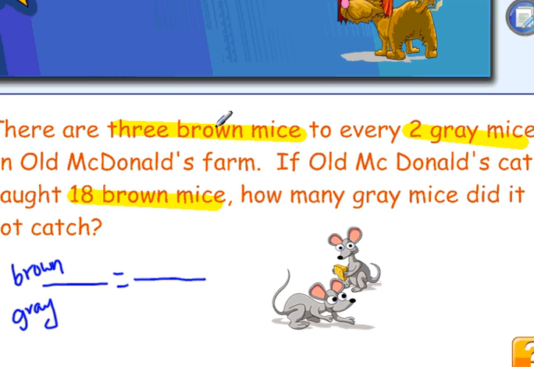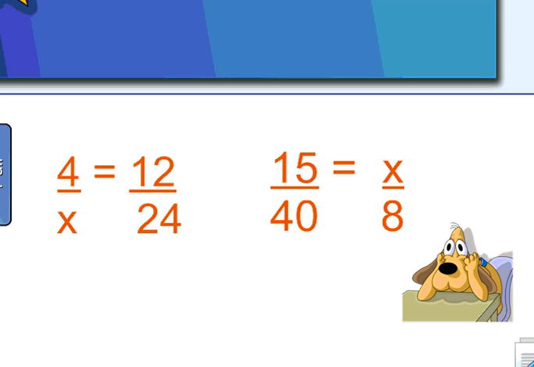So this first line, it says there are 3 brown mice for every 2 gray mice. If Old MacDonald's cat caught 18 brown mice, 18 is going to go up here because they are brown, and I've put all my brown information on the top. That leaves this missing number down here to be my variable x. I'd like you to finish this proportion. You might notice a relationship between the numerators, so you might not have to solve with a proportion.